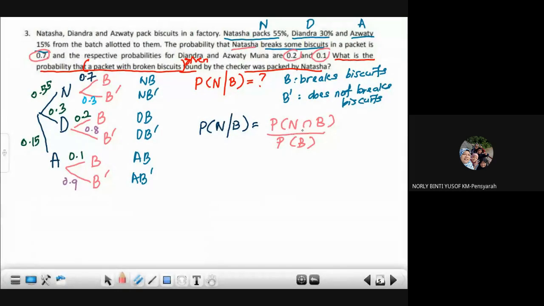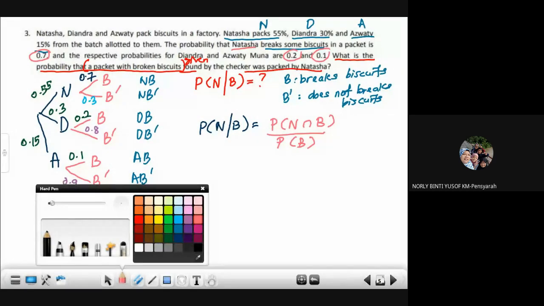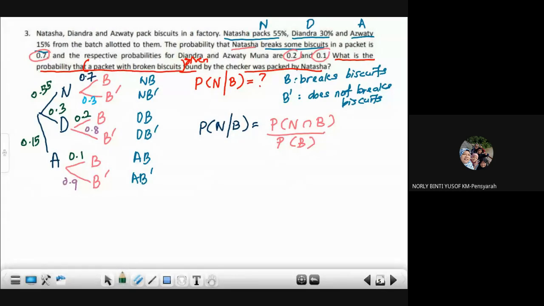Okay, untuk N intersect B, you boleh cari daripada diagram. You got 0.55 darab 0.7. Correct not? But probability of broken biscuit, you tak tahu lagi. So kena kira lah sebab you ada 3 orang kan. So cari dulu probability broken biscuit sebelum you masuk dalam formula. So broken biscuit, kita ada 3 orang kan. So Natasha broken biscuit, possibility dia, Diandra broken biscuit, plus probability of Azwati broken biscuit.